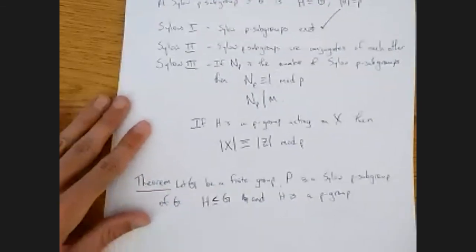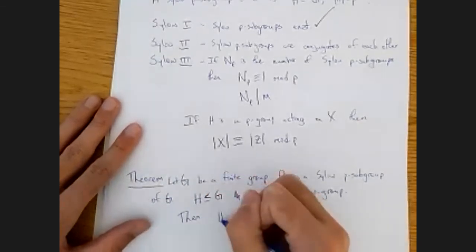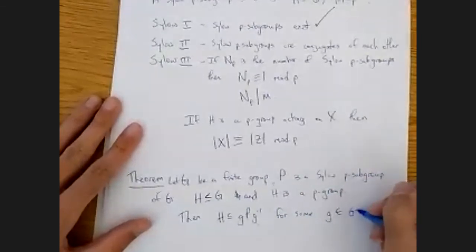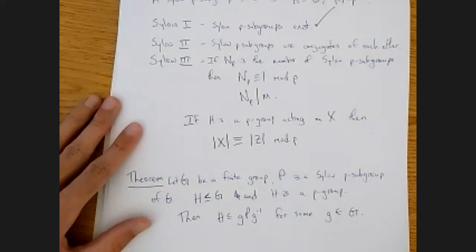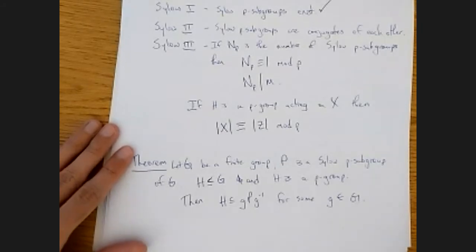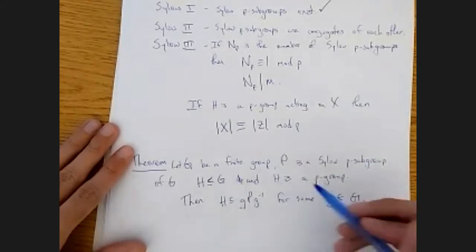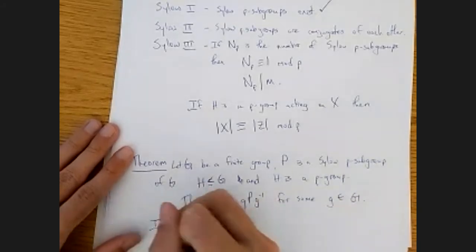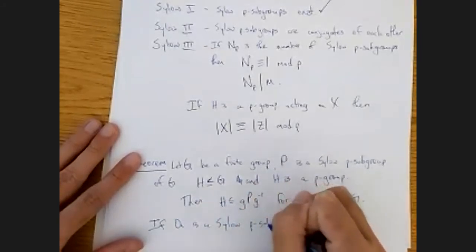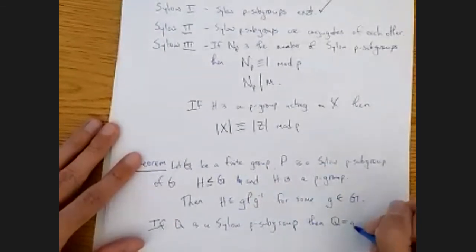Under these hypotheses, then H is a subset of gPg inverse for some g. So it tells us that any P group contained in G is actually contained in a conjugate of a Sylow P subgroup. And now if Q is also a Sylow P subgroup, then we don't just get a subset, we get that Q equals gPg inverse for some g.